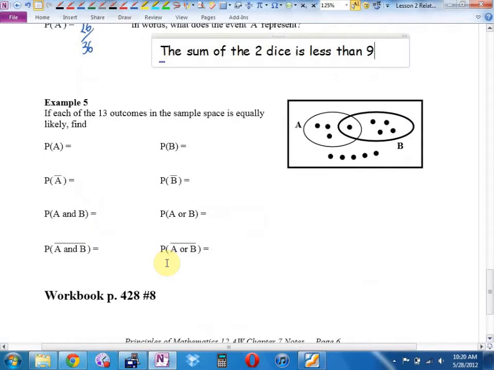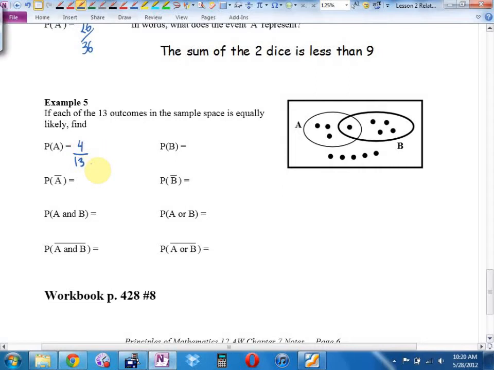Example 5. If each of the 13 outcomes in this sample space is equally likely, find. So here's a Venn diagram, a lovely Venn diagram. What's the probability of A? Well, first of all, it's going to be out of 13, because there's 13 outcomes. How many of those outcomes are inside event A? 4.